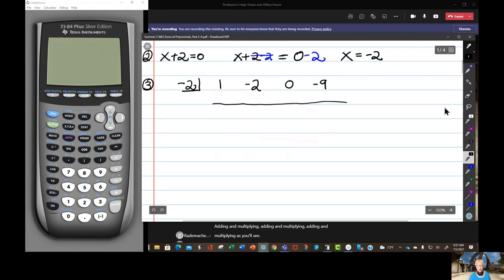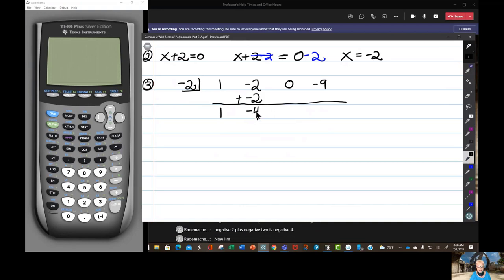The first step is always to bring whatever that number is directly down. 1. Now, I multiply this number, 1, times negative 2, and I write it here. And then I add these two numbers together. Negative 2 plus negative 2 is negative 4. Yes, negative 2 times negative 2 would be positive 4, but we're adding.